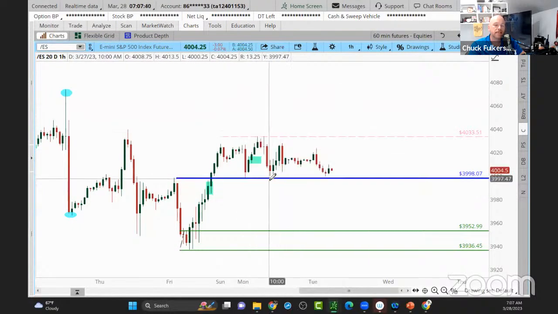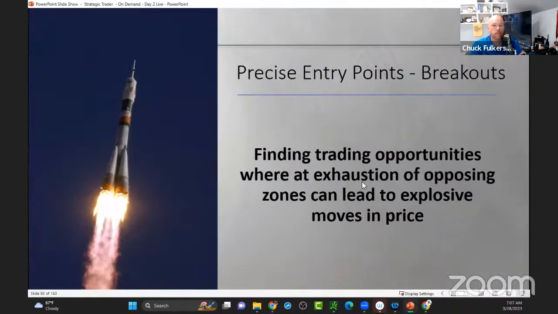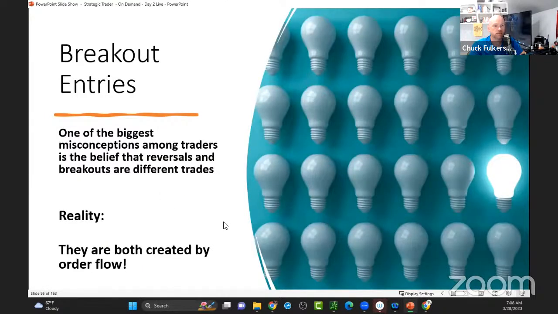Now, the basing in front of the level actually is a good thing for me, right? Because that basing in front of the level gives me an opportunity for a potential breakdown. And when I'm looking at a breakdown, I'm oftentimes going to be looking for prior areas of demand that have been retested multiple times, and those are oftentimes going to turn into excess areas of supply.